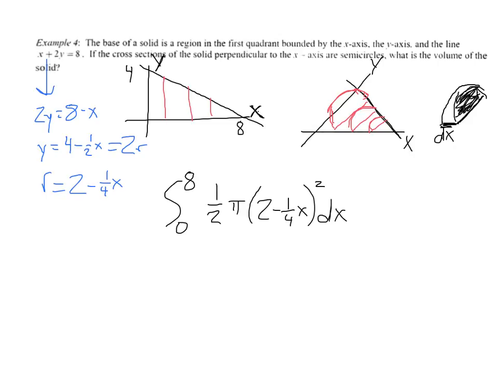I just need to figure out how to do this. In this particular case, if we took enough time, we could certainly FOIL the 2 minus 1/4 x and then distribute the 1/2 pi and take some antiderivatives. I think it's possible to get started on this without a calculator. I'm just going to say use your calculator, plug this in, and you should get 16.755 as your answer, which corresponds to answer C.